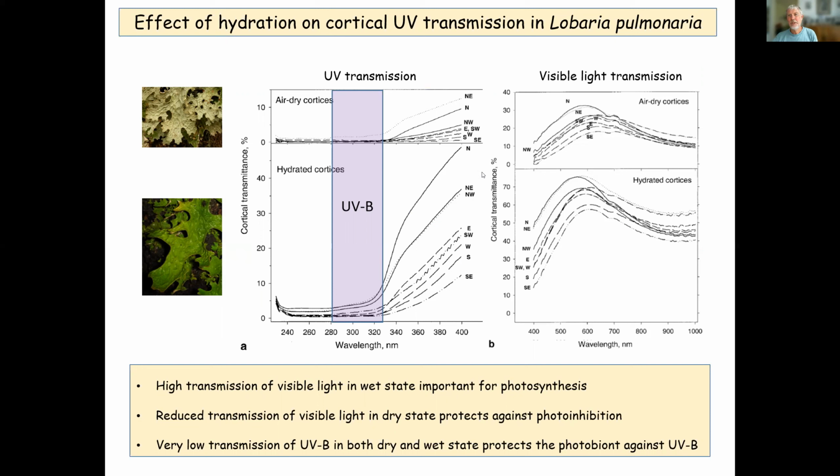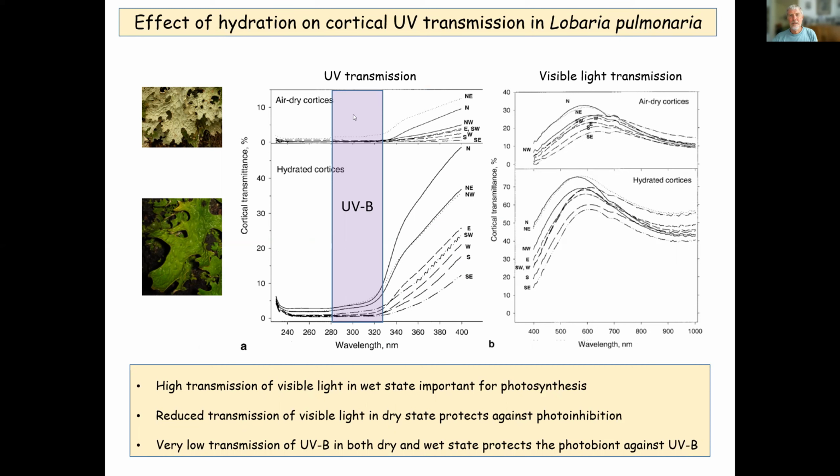In the visible region, in hydrated thalli the upper cortex transmits more than 50% of the visible light, whereas in dry thalli only about 20% of the visible light is transmitted. This is, of course, important for photosynthesis because visible light is necessary for photosynthesis. Whereas in the dry state, reduced transmission of visible light will protect against photoinhibition.